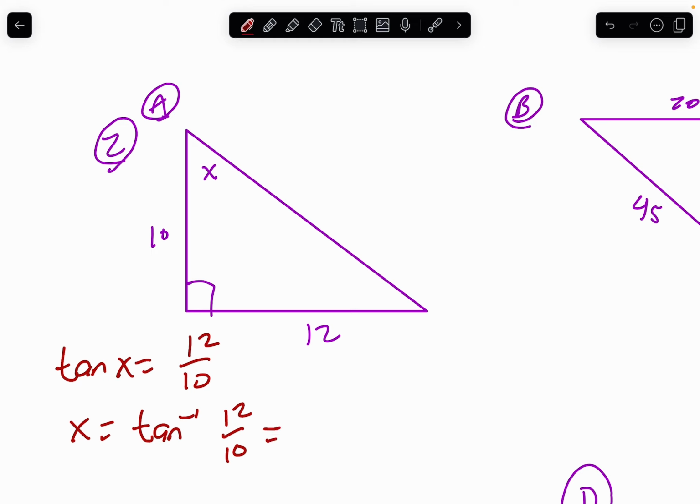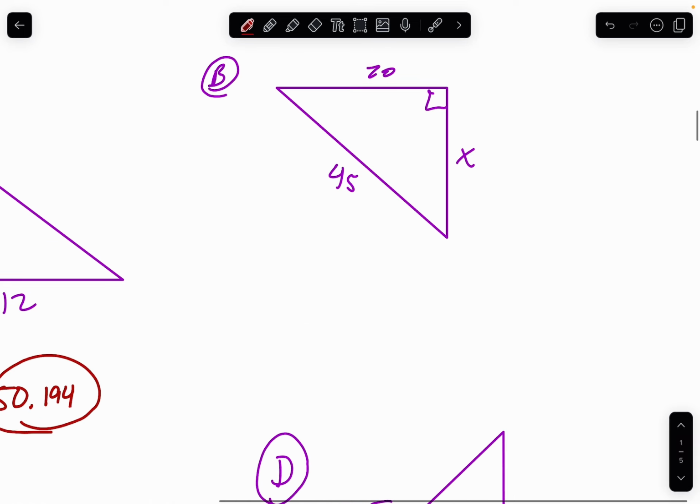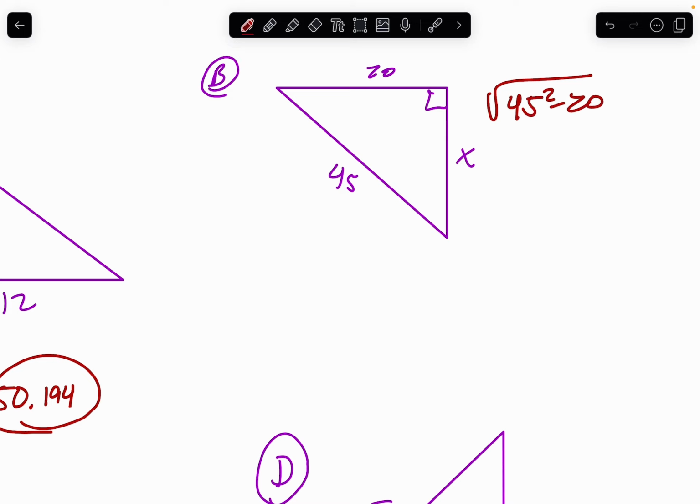So the inverse tangent, make sure you're in degrees. I was not in degrees. The inverse tangent of 12 over 10, if I round to the nearest thousandths, would be 50.194. Got it. Number 2, that's just a Pythagorean theorem. That would be 45 squared minus 20 squared. Divided by 5, that'd be 9. Divided by 5, that'd be 4.